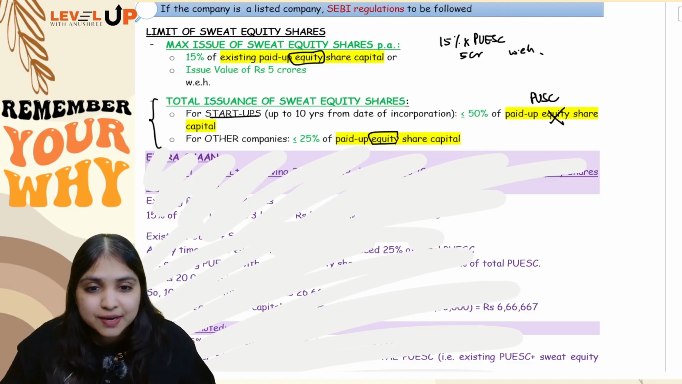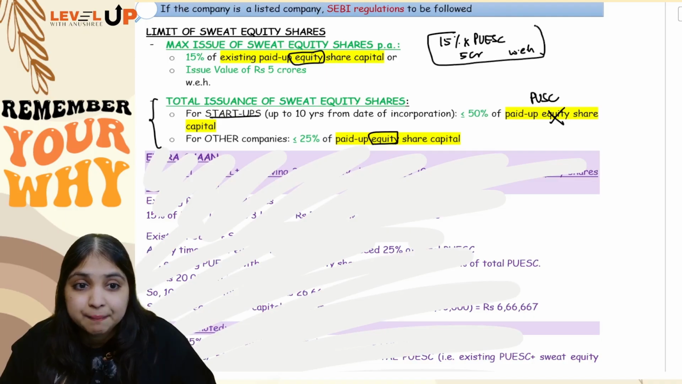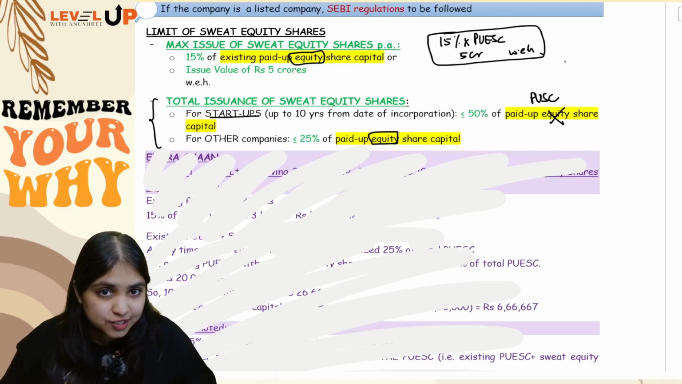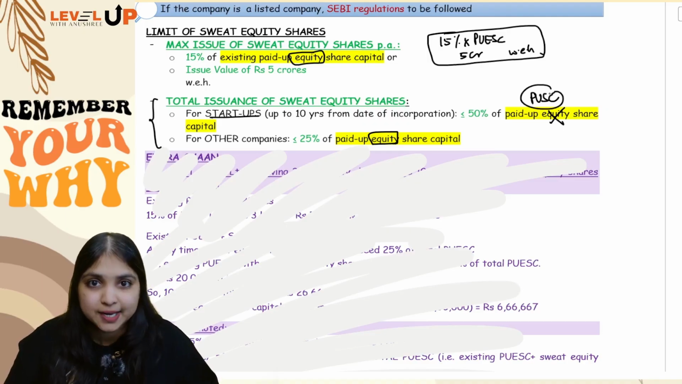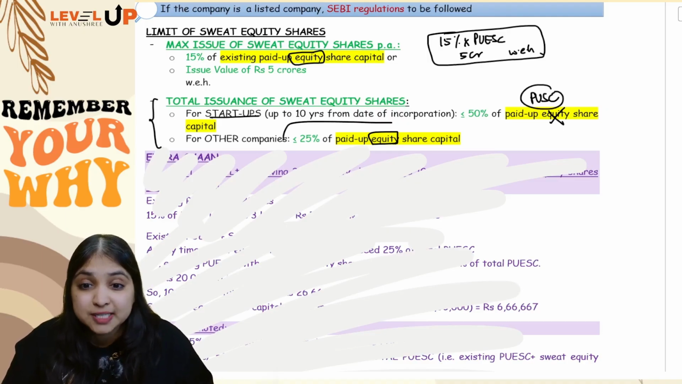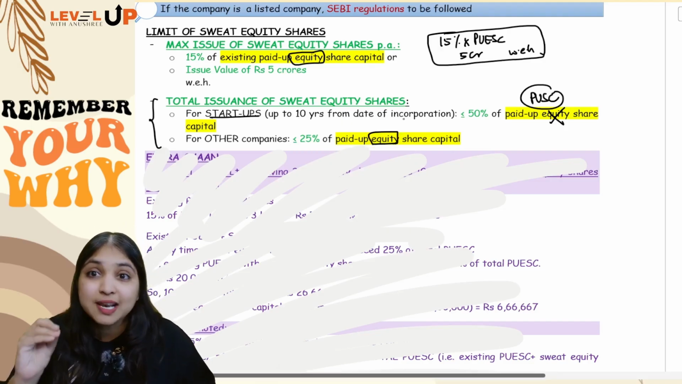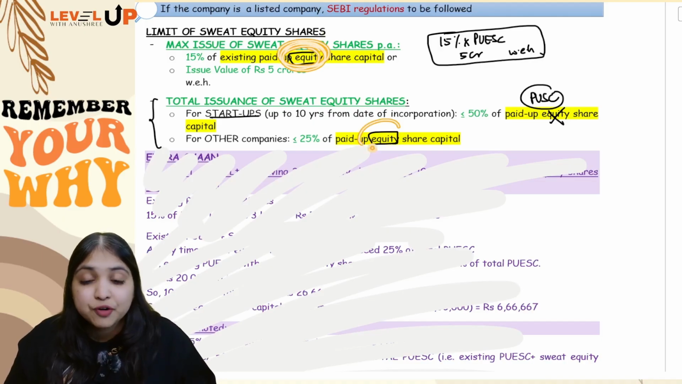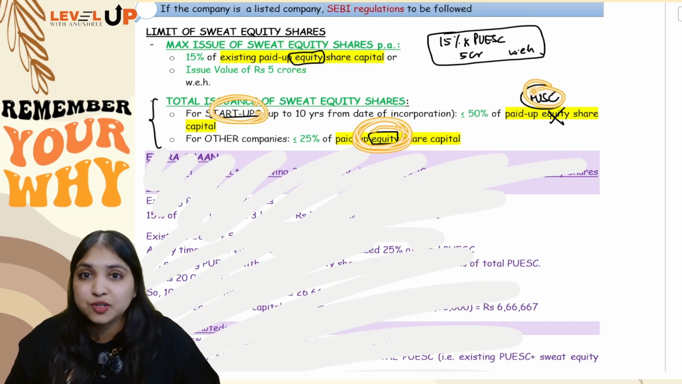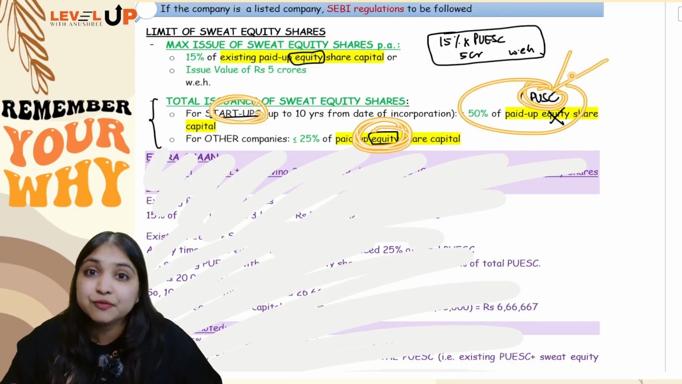Right, guys? So here we have to be a little careful. The per annum limit is 15% of existing paid up equity share capital or 5 crore, whichever is higher. The overall limit for startups is 50% of paid up share capital. For other companies, it is 25% of paid up equity share capital. Right, guys? So this was our discussion on the limits. Keep in mind, here you have paid up equity share capital. For other companies also paid up equity share capital. For startups alone, it is just paid up share capital, which means for startups, when you're doing this calculation, you will take equity and preference both.